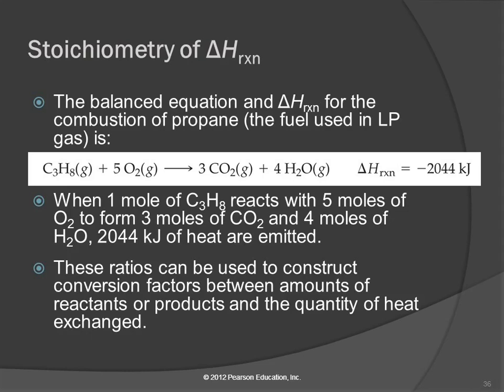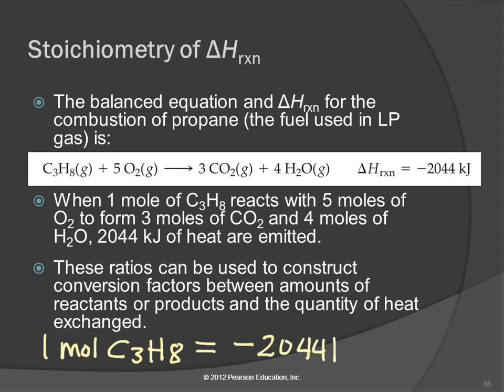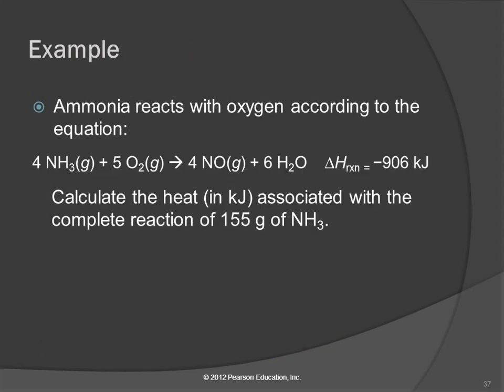These ratios can be used to calculate the amount of heat for a given amount of reactant or product. So just like we did mole ratios, where we would say 1 mole of propane equals 3 moles of carbon dioxide, we can say that 1 mole of propane is equivalent to giving off 2,044 kilojoules of energy. And that can be used as a conversion factor. So if we know how many moles of propane we have, we could predict and calculate how much energy is going to be released. So let's do an example.